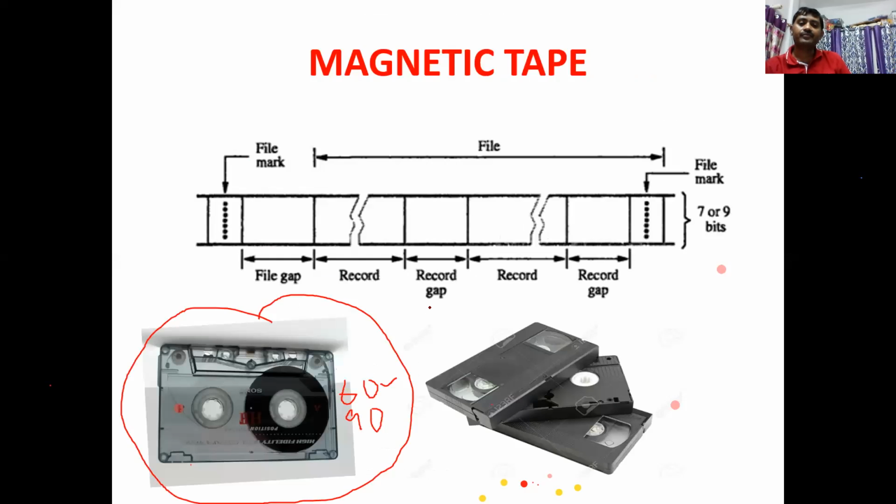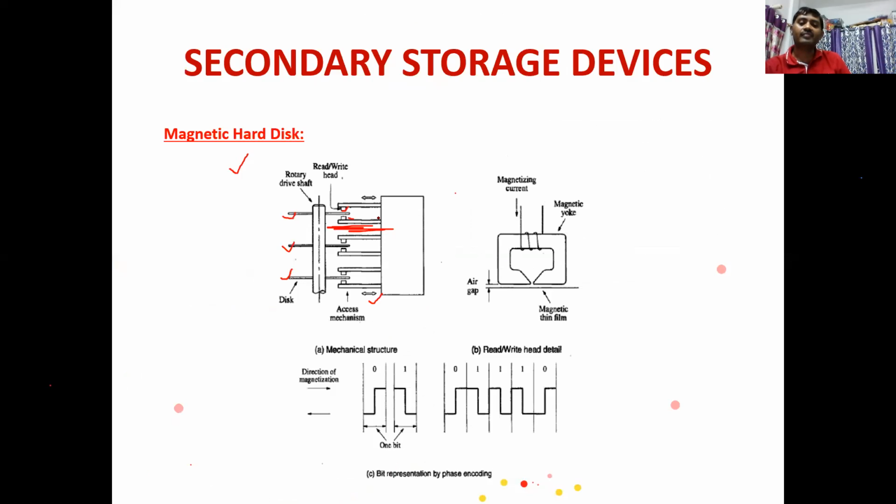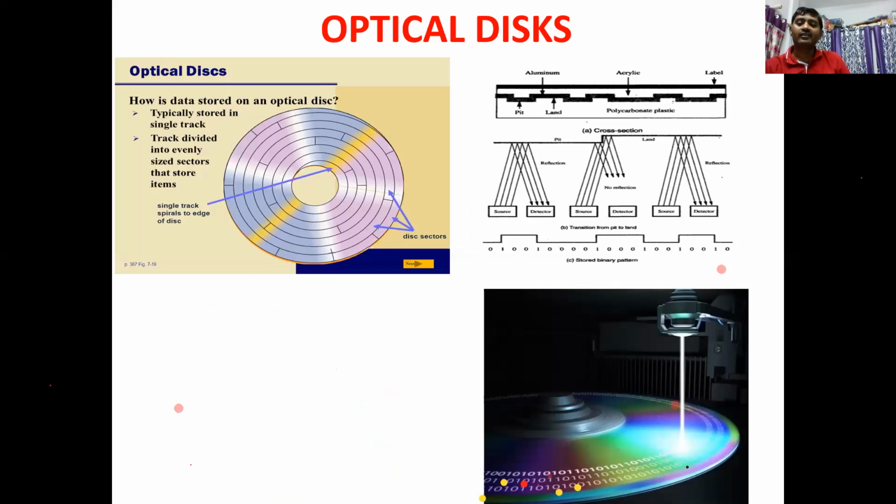Okay, even magnetic tape is the same case, but the thing is it is a serial access, whereas the disk is a random access. See here, CD, these are called optical discs. Your CD is called an optical disc. Optical disc means that the data can be read from or written into using optical light.